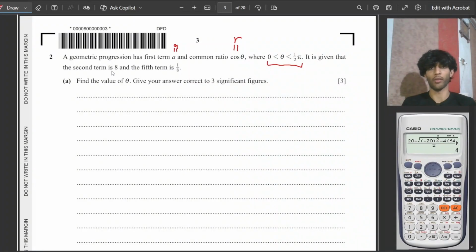So the second term of a geometric progression. How do you find that out? It's going to be ar^(n minus 1), where n is the number of the term you're talking about. Since you're talking about the second term, this is going to be 2. 2 minus 1 is going to be 1. So ar, the second term, is equal to 8. And similarly, the fifth term is going to be ar^(n minus 1). What's n going to be? Since you're talking about the fifth term, it's going to be 5. 5 minus 1 is going to be 4. So ar to the power 4 is going to be equal to 1 over 8.